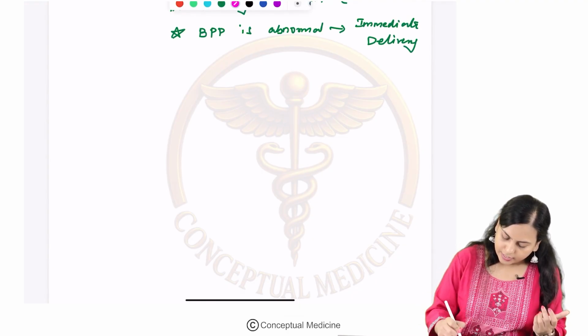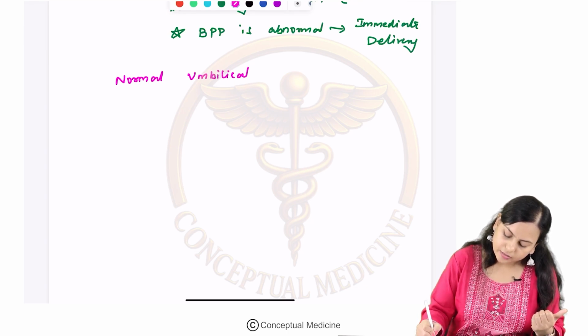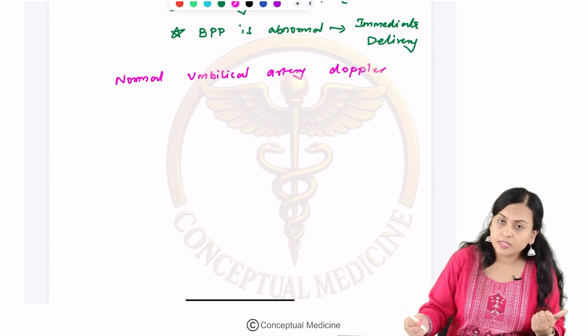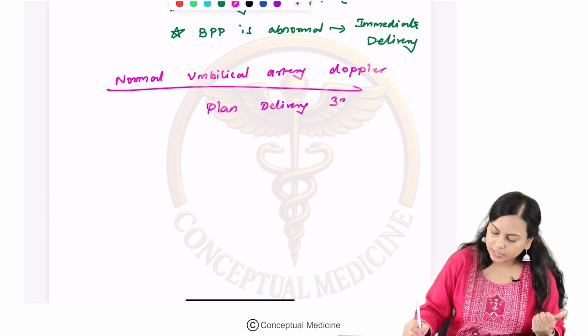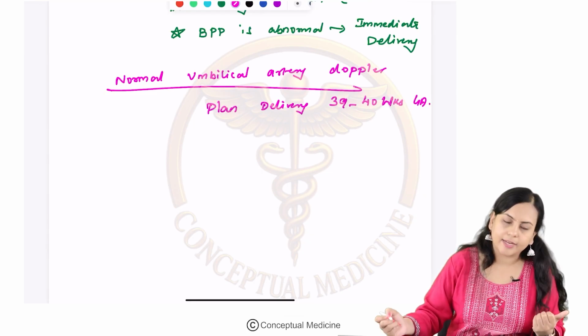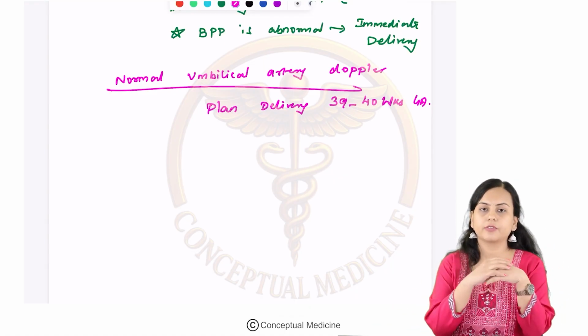And the next thing is, suppose you have a normal umbilical artery Doppler. In this case, you can plan delivery around 39 to 40 weeks of gestational age. Clear? So, this is all about fetal growth restriction.